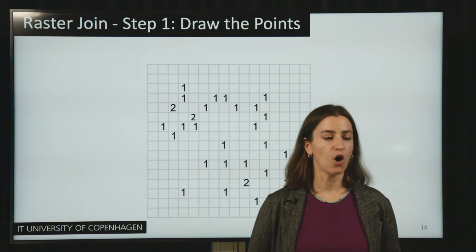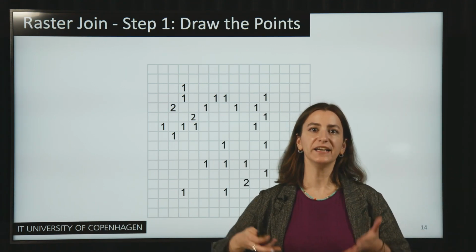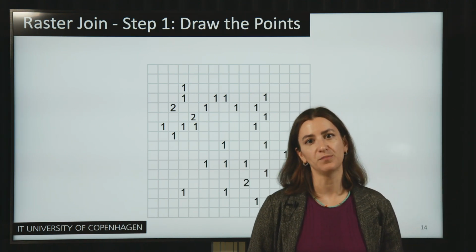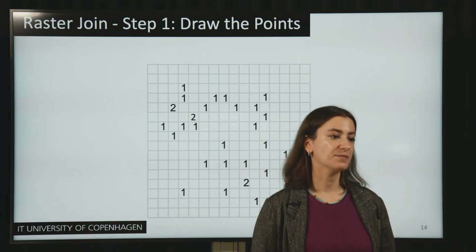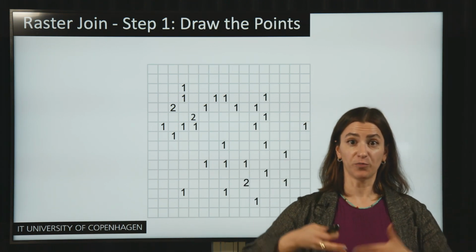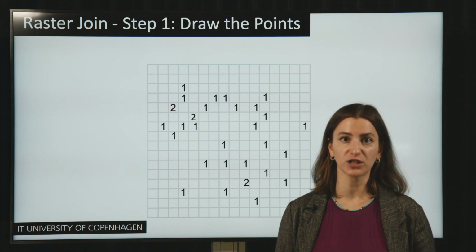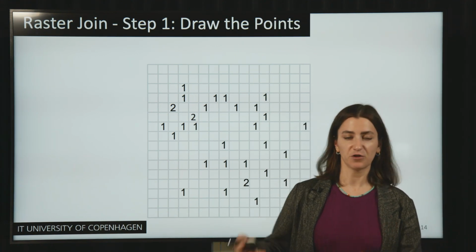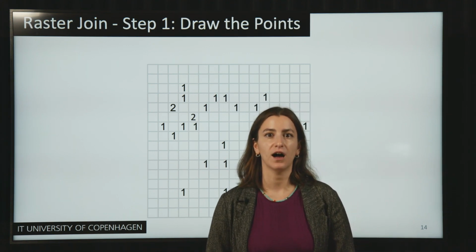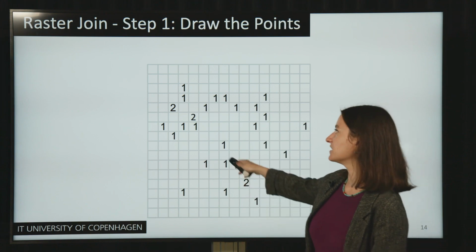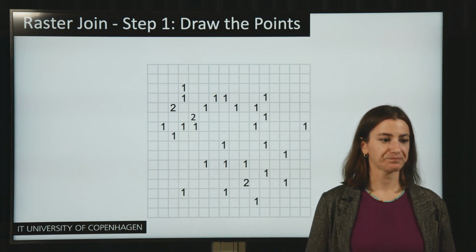And once all the points are drawn, each pixel of the canvas maintains the aggregate of all the points that fall in that pixel. Now, in this example, I'm using a simple count of points as my aggregate function, but you could also use a different aggregate function, like, for example, the average or the sum of an attribute that is attached to your point.